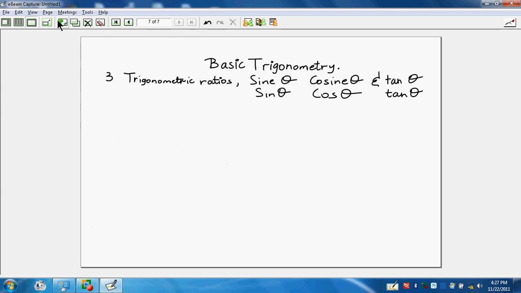Okay, so under basic trigonometry, there are three basic ratios: sine theta, cosine theta, and tangent theta, shortened to sine theta, cosine theta, and tan theta. You write in the following acronym. The following acronym helps us to remember the construction of these ratios.